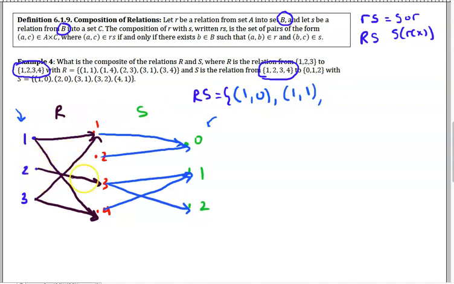So here 2 goes to 3 and 3 goes to 1. So 2 ends up at 1. 2 goes to 3, I see there's another path. 3 goes to 2. So 2 ends up at 2. All right, so we're done with the 2s. Now 3 goes to 1, which ends up at 0. And that's good. And 3 goes to 4, which ends up at 1.